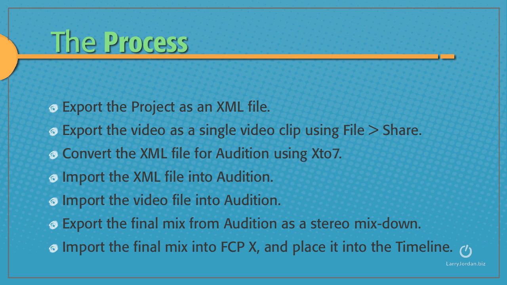Here's the process. First, we export the project as an XML file. Then we export the video as a single video clip using File Share. Convert the XML file for Audition using X27. Import the XML file into Audition, import the video file into Audition, then do the mix. Export the final mix from Audition as a stereo mixdown, and import the final mix into Final Cut Pro 10 and place it into the timeline. It sounds complex, but it really can be done very quickly.